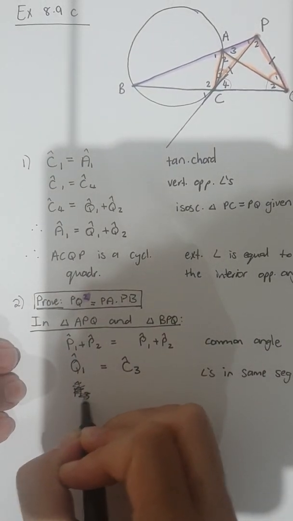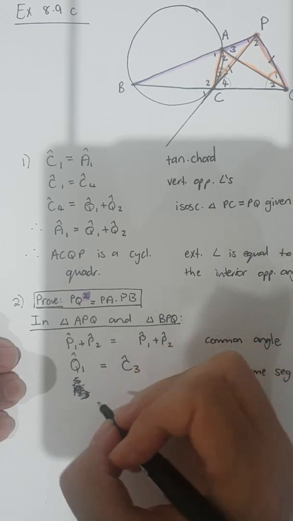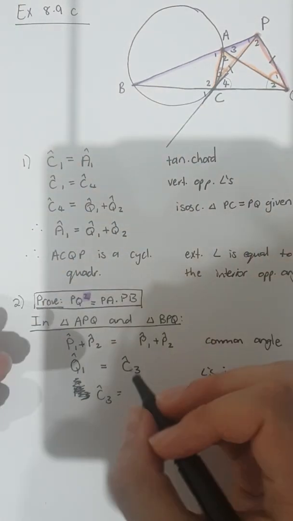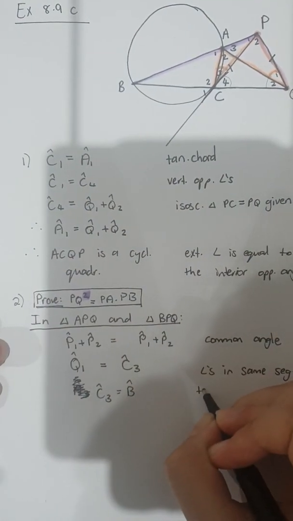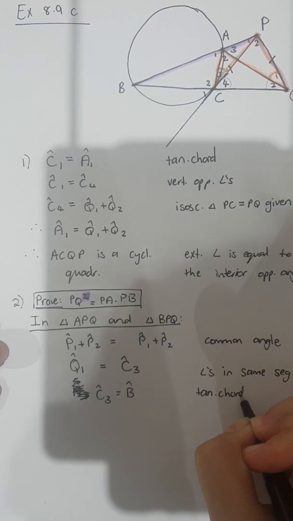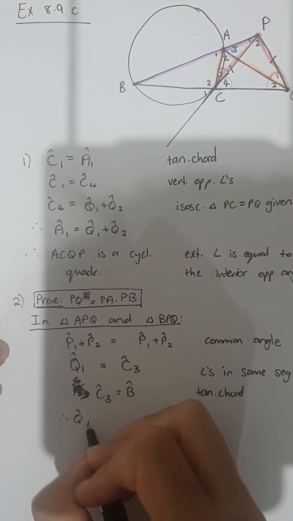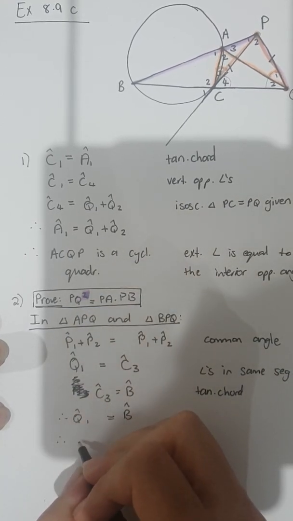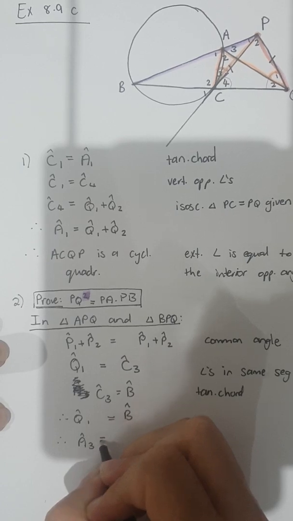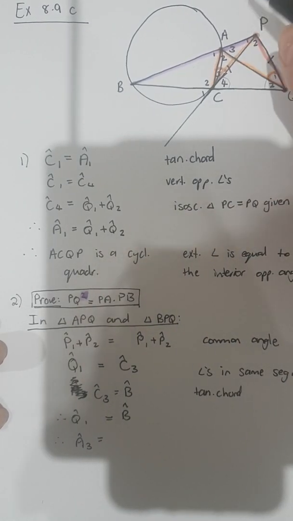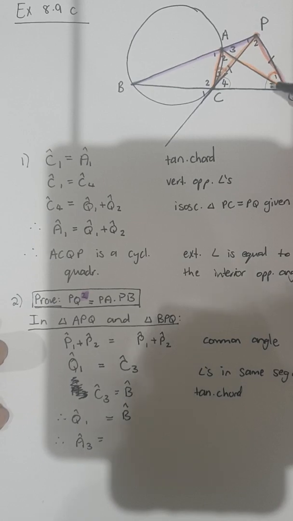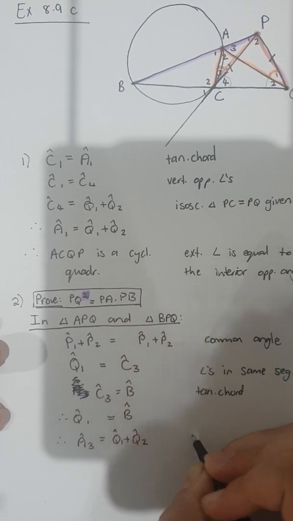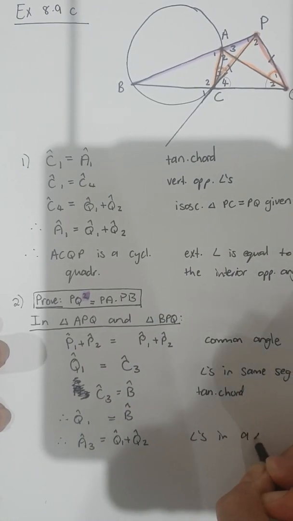Then I'm just going to scratch this out. Then I know that C3, there's my tangent, is equal to B. That's a tangent chord. Therefore, Q1 in this triangle is equal to angle B. And now I can say, therefore, A3 in triangle APQ is equal to, and the only one that's left is this big one, Q1 plus Q2. That's angles in a triangle.